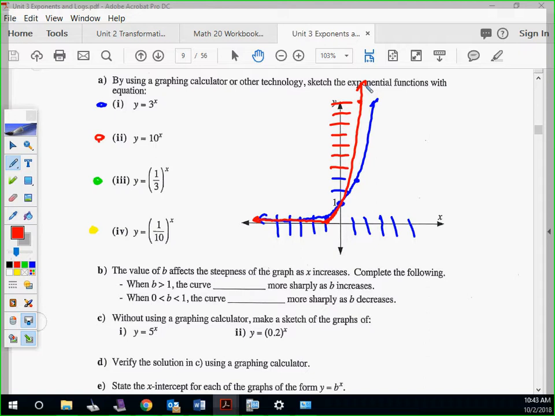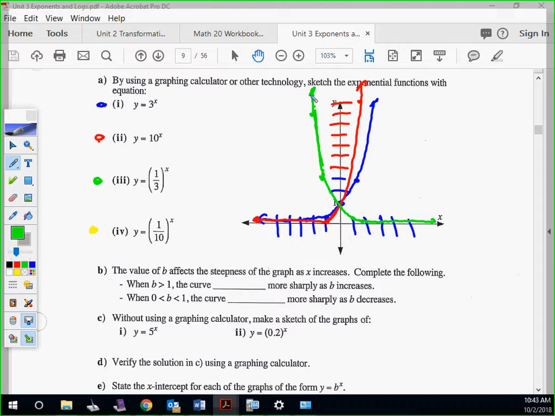(1/3)^x we know is coming from the left, coming down to the right. For this one, at 1 it's going to be at 1/3, and at -1 it's going to be at 3. If you want another point, you could also do -2, which is going to be at 9, and then 1/9. And so it's going to tail off this way, and it's going to come up this way. Okay, like so.